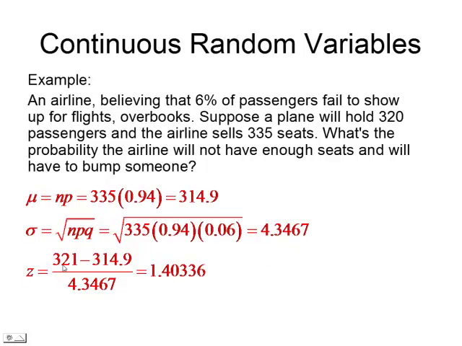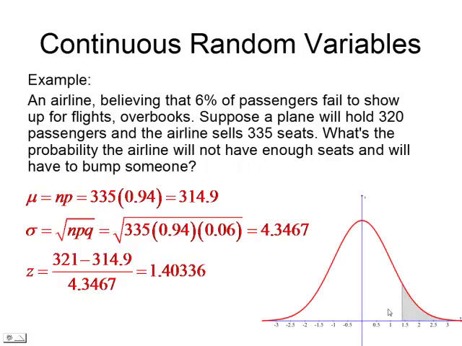Since we're using a normal model, we're going to use z. We use 321, because that's the number at which I'll have to bump someone. So 321 minus 314.9, divided by 4.3467, is equal to 1.40336. We're going to draw our normal model, draw our line at 1.40336 and shade to the right. Finding that probability gives me 0.0803. So I have an 8.03% probability the airline will not have enough seats and will have to bump someone.